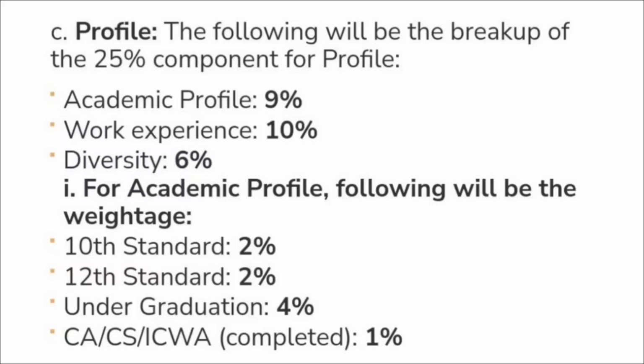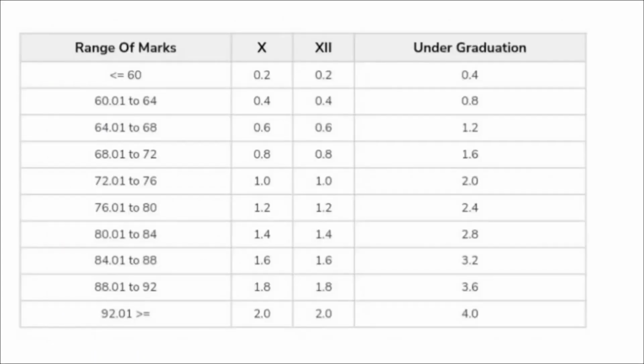If we consider the academic profile, your 10th marks have 2% weightage, 2% weightage is given to the 12th marks, and 4% weightage is given to your graduation marks. If your graduation is completed from CA, CS or ICWA, then an extra 1% is given for that. Now for the overall score for class 10th, 12th and graduation, if your marks are 60% or below, then class 10th and 12th get 0.2 marks, and graduation gets 0.4 marks.